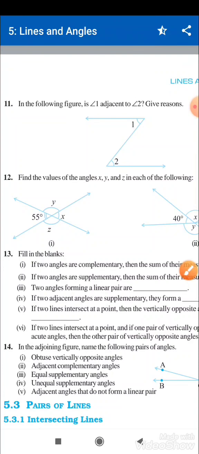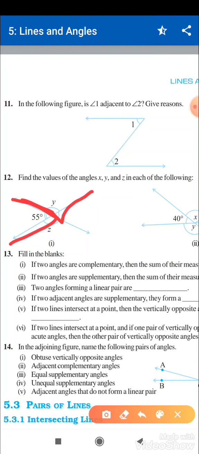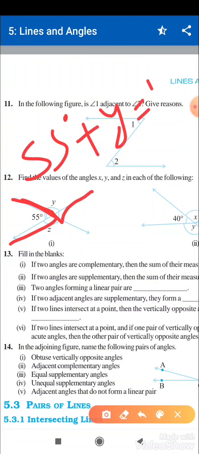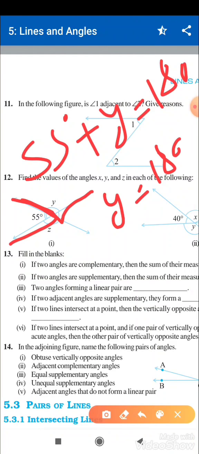Now move to our second portion. Here you can see that angle 55 degree and angle y make a linear pair. So here we can conclude that 55 degree plus y is equal to 180 degree. y is equal to 180 minus 55, and we have 10 minus 5 is 5, 7 minus 5 is 2, and 1. So 125 degree. It is the measurement of angle y.